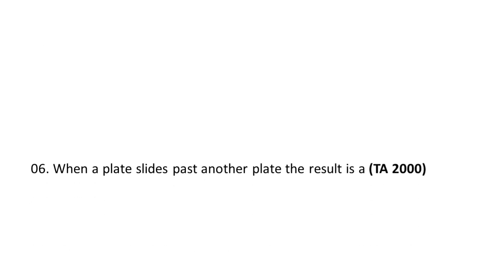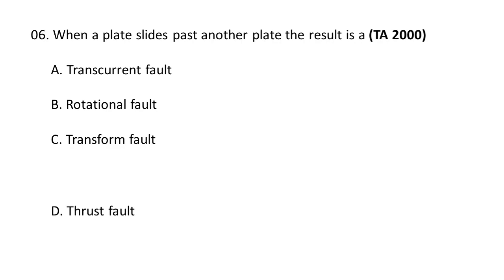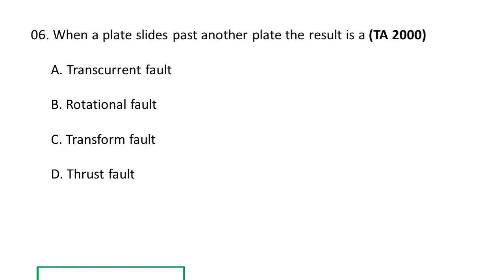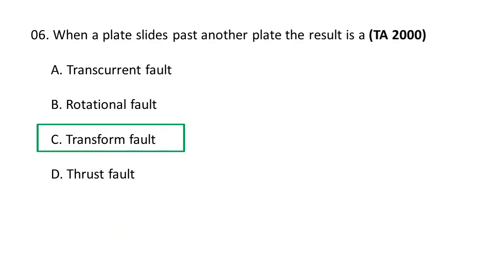Next question. When a plate slides past another plate, the result is A. Transcurrent fault, B. Rotational fault, C. Transform fault, and D. Thrust fault. When a plate slides past another plate, the result is a transform fault.